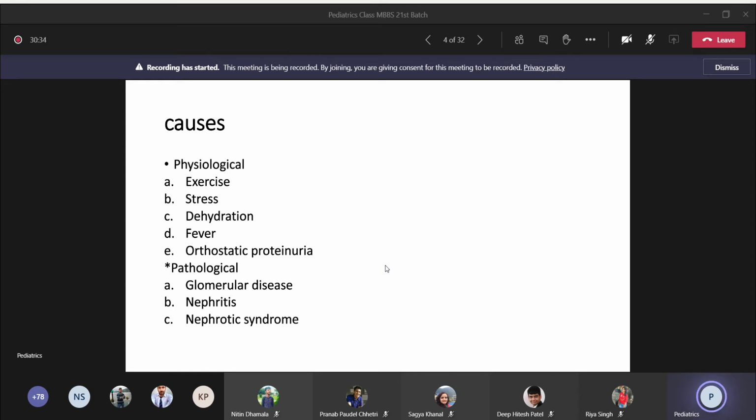Causes: it might be physiological. Physiological means exercise, stress, dehydration, fever, and orthostatic proteinuria. Pathological means there may be renal disease or tubular disease.